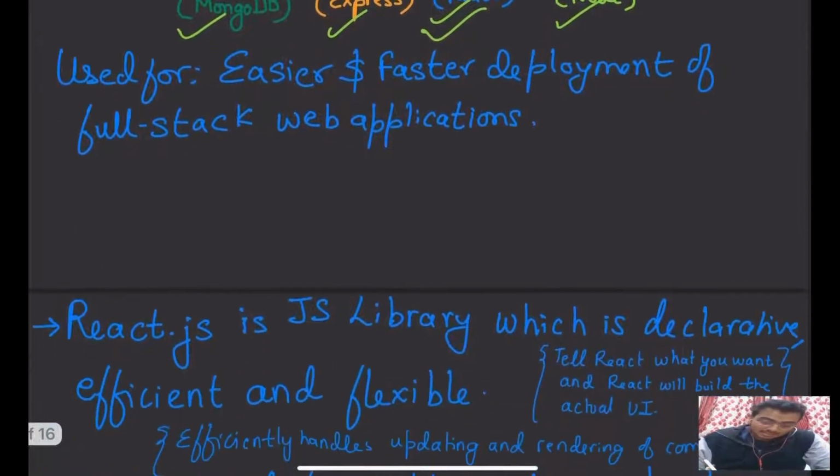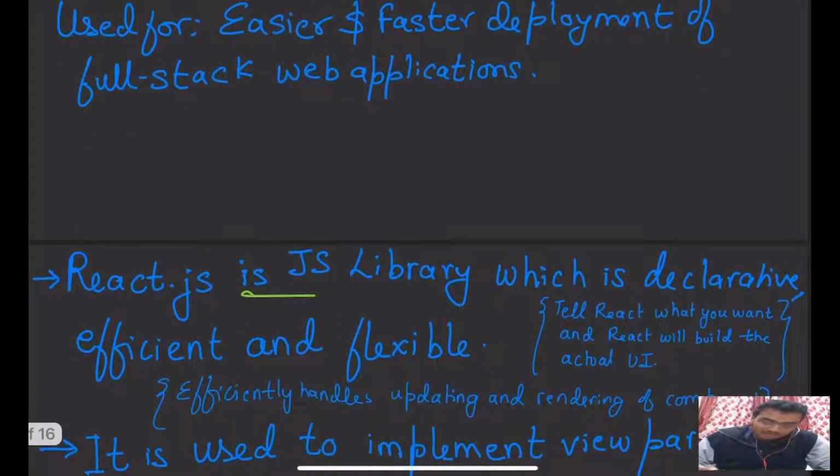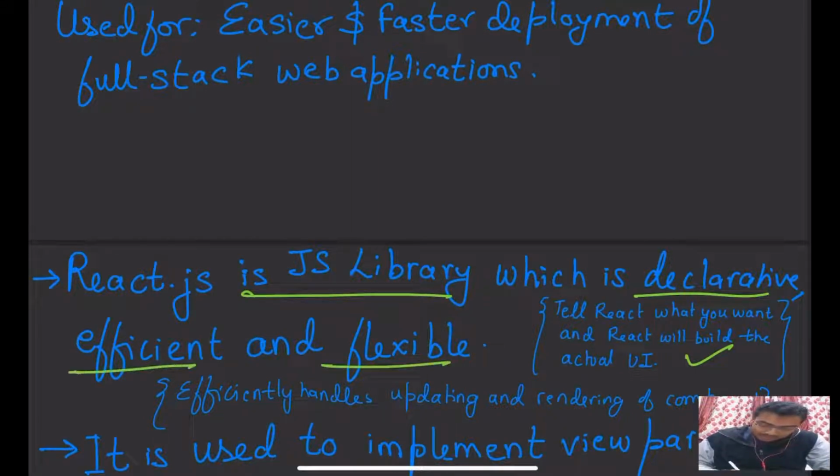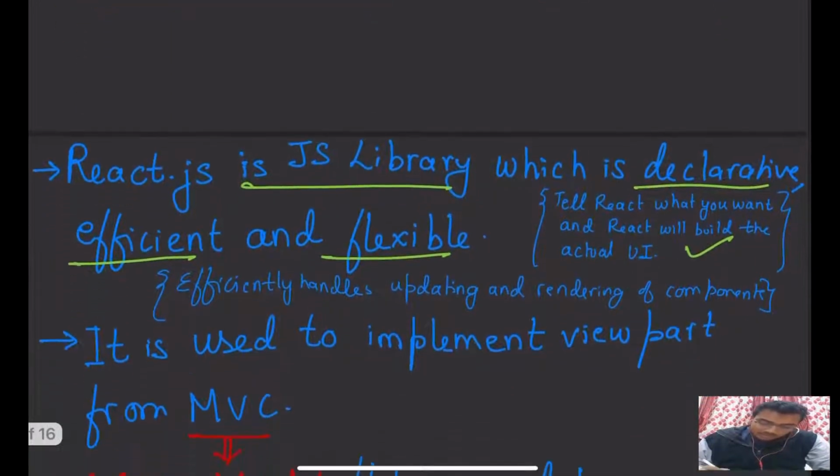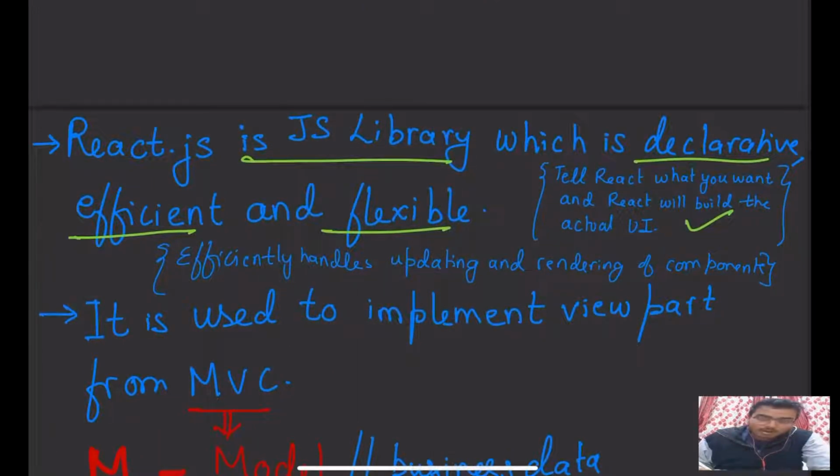React is basically a JavaScript library which is declarative. Now what exactly does declarative mean? You can tell React what you want and React will build the actual UI. It is efficient and flexible, that is, it efficiently handles updating and rendering of components. It is used to implement the view part of MVC.